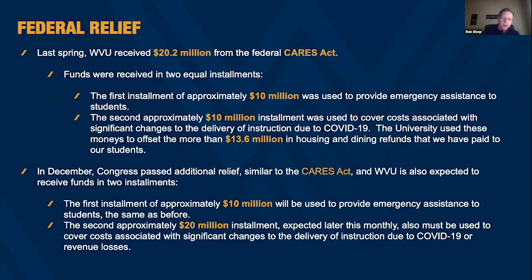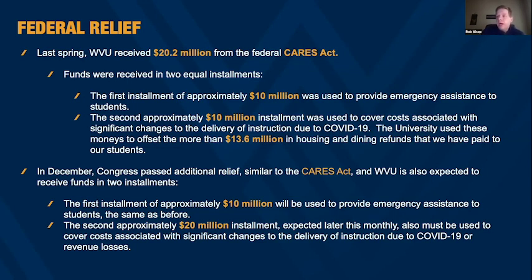Before I come back to 21 and beyond, let me just give you a summary of our federal relief because I've gotten several questions on it. Last spring, we got $20 million of CARES Act money. 10 million of that was a grant that had to go directly to our students, and we did that, $10.8 million. The rest, an additional allotment of $10.8 million, we could use to cover costs related to the changes for the delivery of instruction due to COVID. The university used these monies to offset more than 13.6 million in housing and dining refunds.